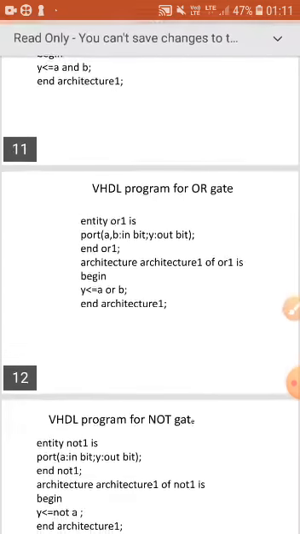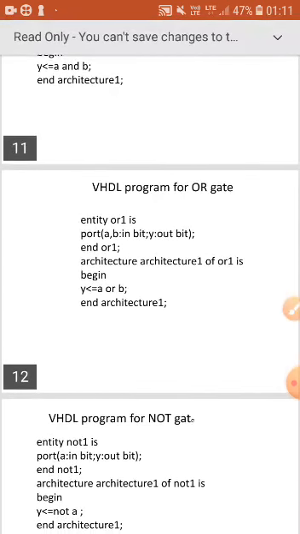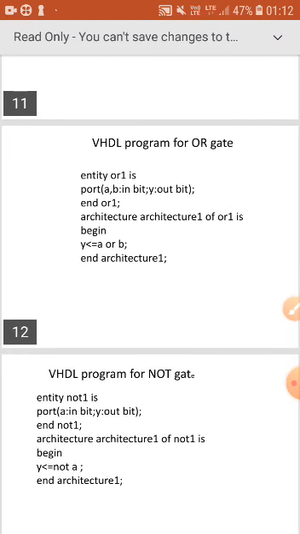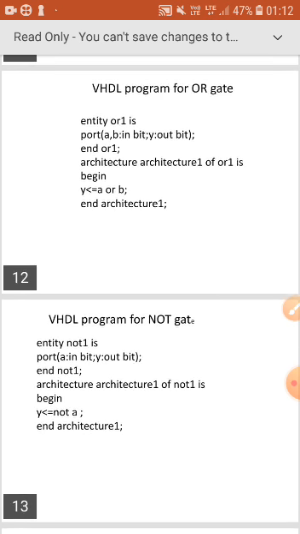Next, we will see the VHDL program for an OR gate. The first line is entity name is OR1, then is. Entity OR1 is the entity name. Next we are declaring the input and output ports. Here also I am taking a two-input OR gate. A and B are inputs, Y is the output. A comma B colon in, so I am using mode in.